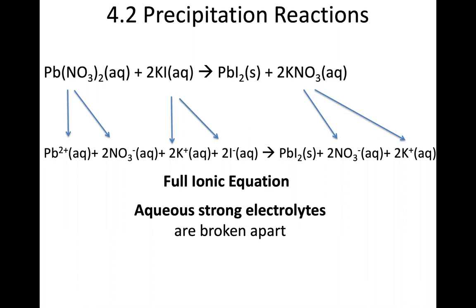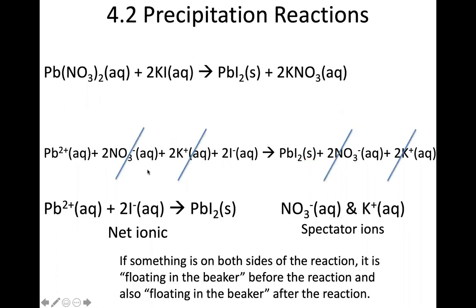Then the next thing that we do is we'll still have the solid that we have there being formed. But with our other features right here, we can look to see, do we have something on both the left-hand side and the right-hand side, both before the reaction and afterwards? If it is present both before and after, we can think about canceling it. And by canceling it, I mean, it's not very interesting. It was floating around in the beaker beforehand. It's floating around in the beaker afterwards. It wasn't involved in the reaction. If we cancel out the things that were just floating around in the beaker both before and after, we find that we're left with what's called the net ionic equation.